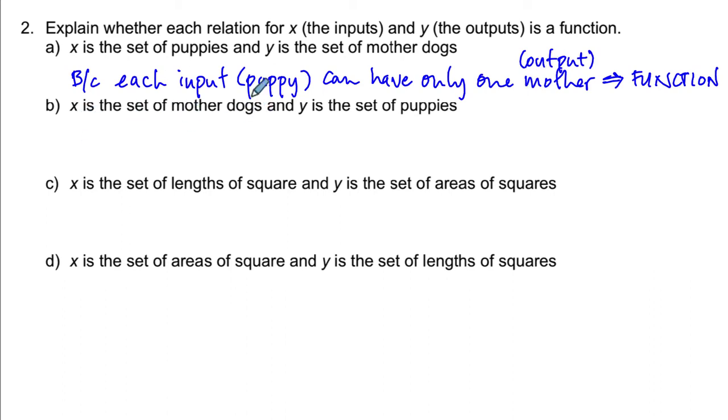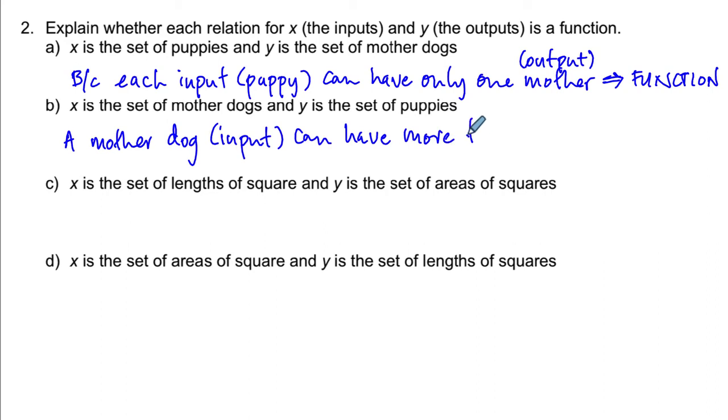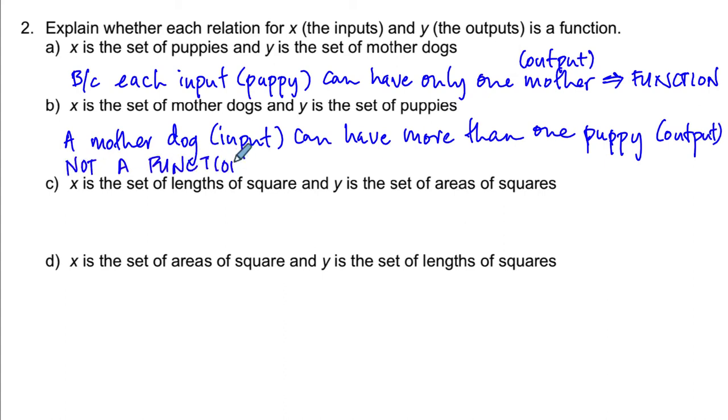In part B, we've swapped the input and the output, so x is now the set of mother dogs, but because each mother can have more than one puppy, one input does not map to only one output. One input can map to more than one output, and as a result, this is not an example of a function.